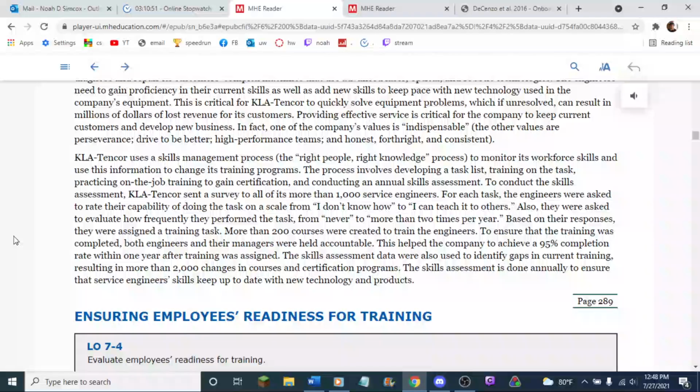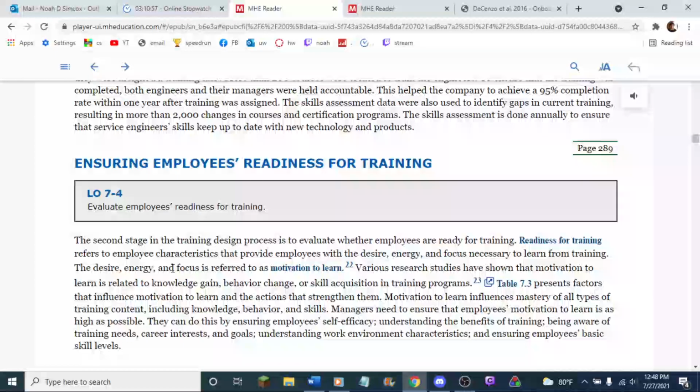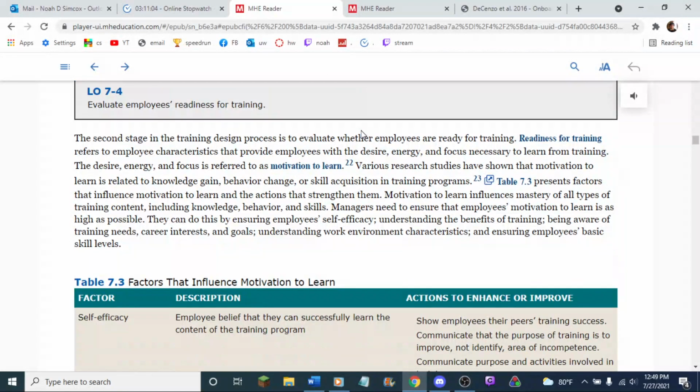The skills assessment is done annually to ensure that service engineer skills keep up to date with new technology and products. Ensuring employees' readiness for training. The second stage in the training design process is to evaluate whether employees are ready for training.